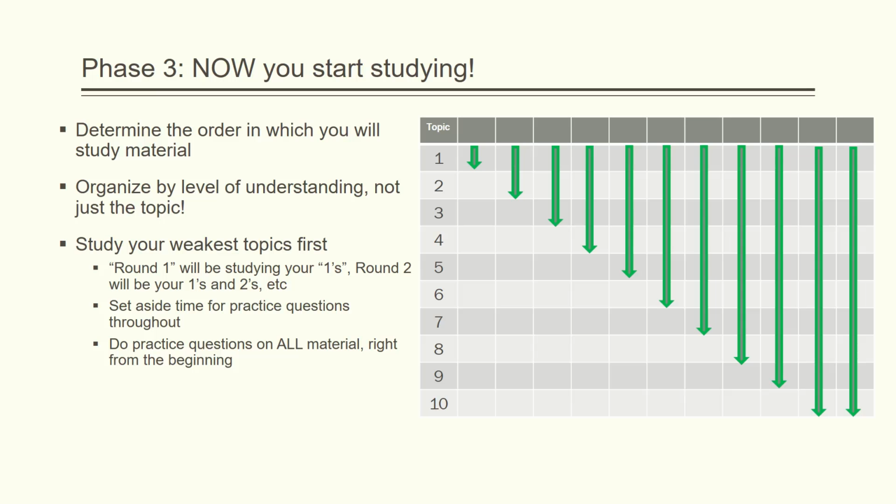So this is where we're going to start studying in phase 3. And we're simply going to line up our topics from 1 to 10. So the x-axis on this chart here would be the time. Notice I don't have a timeline here because that's going to be different for everybody.